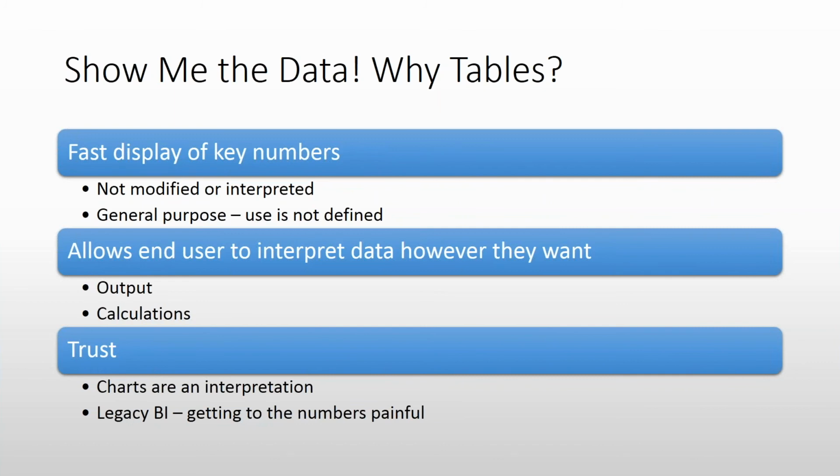But another thing that we don't necessarily talk about very often when dealing with tables is trust. When we deal with charts, those are interpretation. That's our view as analysts of the data. Whereas when we do a table, it's really not our view. It's just, here are the numbers, you figure it out. And some of that, I won't lie, I do credit to legacy BI, where trying to get back to those numbers is quite painful. It's one of these, where are the numbers coming from, what numbers are included, what numbers are not.